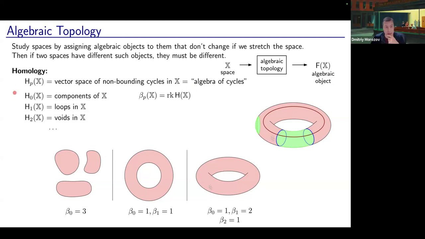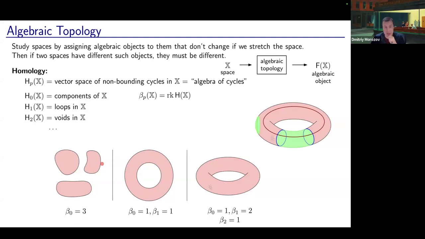So we had the sort of infinite sequence of vector spaces, but the dimension of the zeroth one was really the number of components in the space. The first one was the number of independent loops in the space. The second one was the number of voids. And so these were the examples that I showed, right?